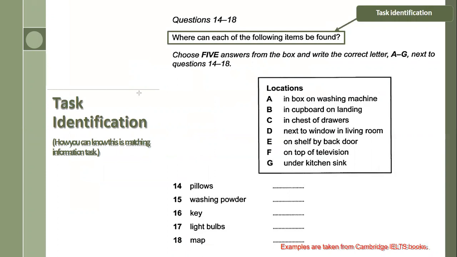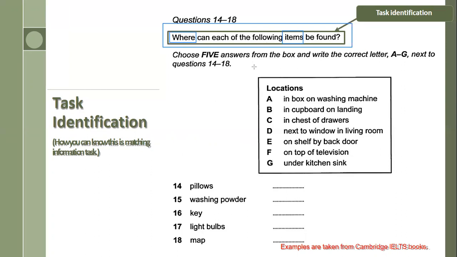Okay, now look, first of all you should know what your task is. This is your task identification. In task identification, there are two things that we are provided. The question asks: where can each of the following items be found? Items, this is items. And then we have where these items, like there would be two types of things.